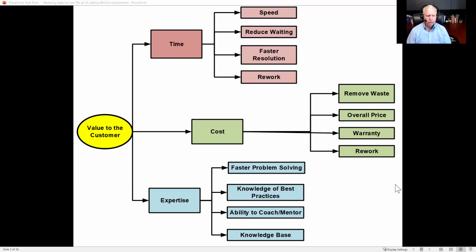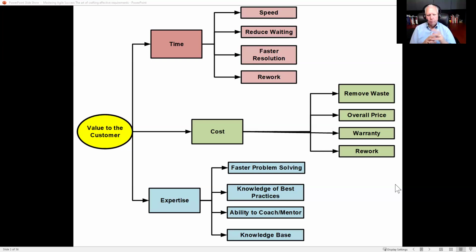So as we look at this, we've got 3 different aspects of value. This is something that will help you on Agile because you have to look through the value eyes as you're trying to gather requirements. So we're talking about 3 different pieces of value. One is time, one is cost, and one is expertise that breed value to that customer.